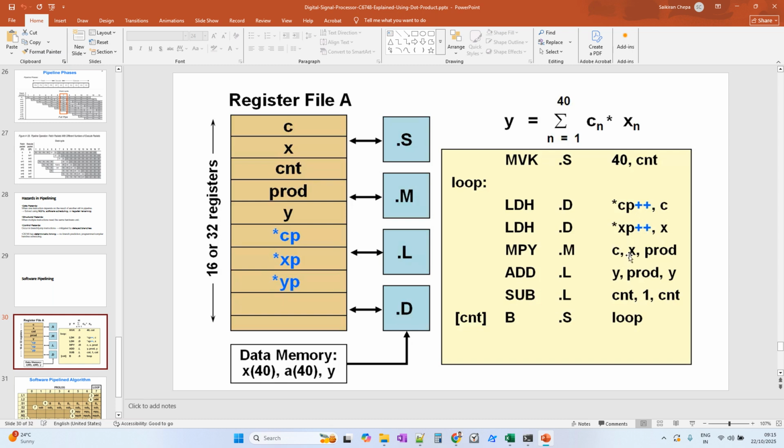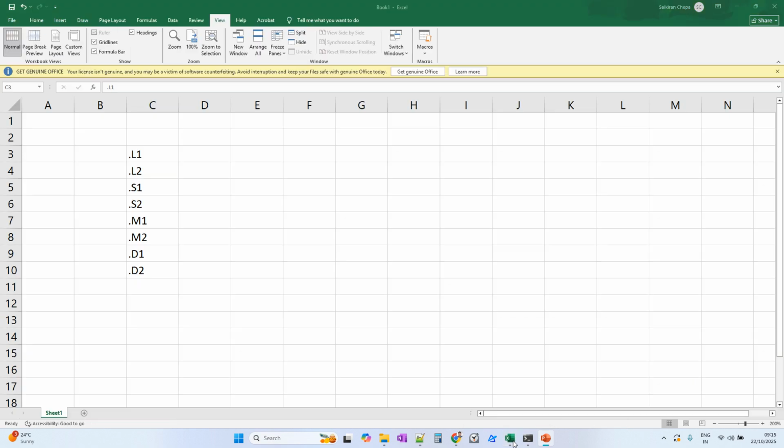C, we can't use here. After 1 cycle we can't use. After 4 cycles only we can use it. So this is inefficient. This will not work. This code will not work. So to make it work, we have to do software pipelining.